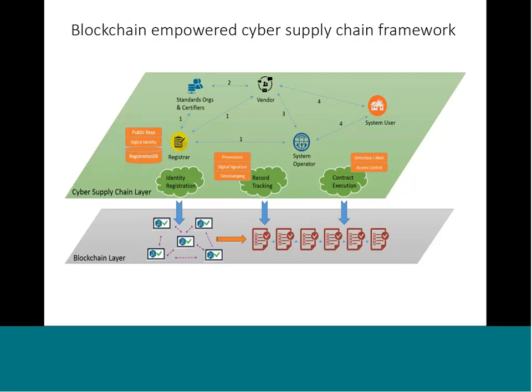Again, it's a huge problem. Some of the aspects of identity creation are beyond the scope of this work, but we are focusing more on the identity management within the blockchain layer. The second piece is the record tracking, which is the provenance of the processes in the procurement phase and operational phase. So how do you have those records tracked and anchored to the blockchain network?